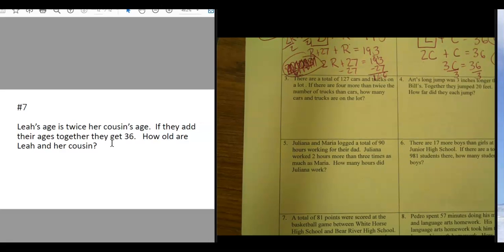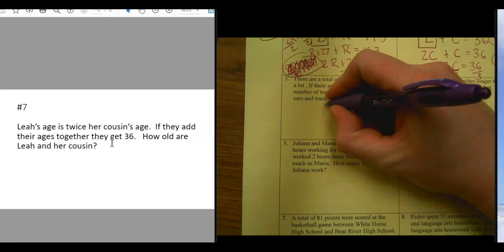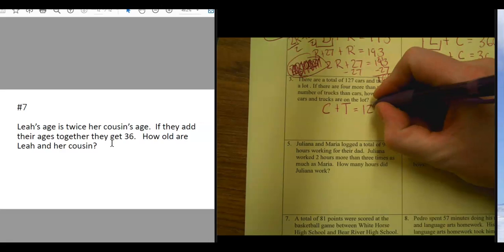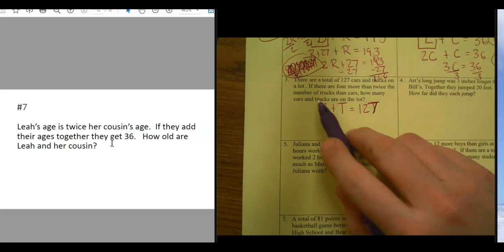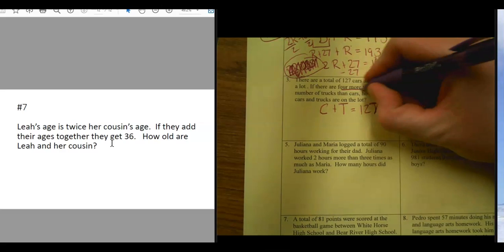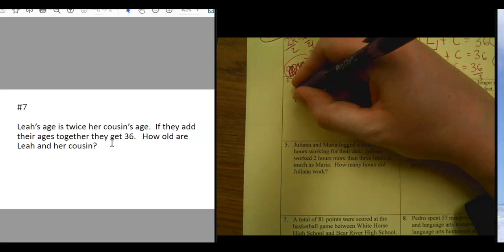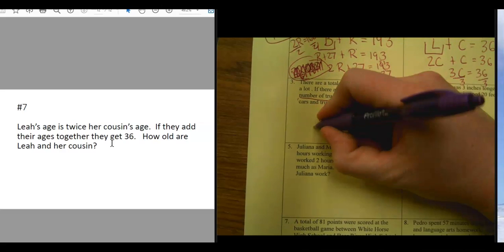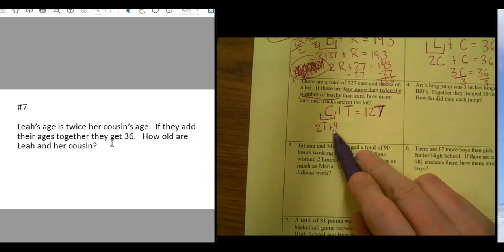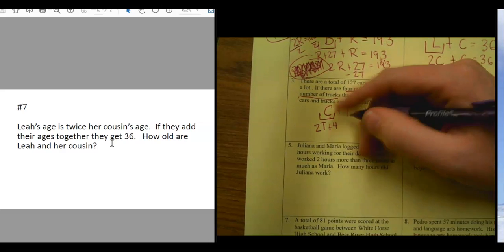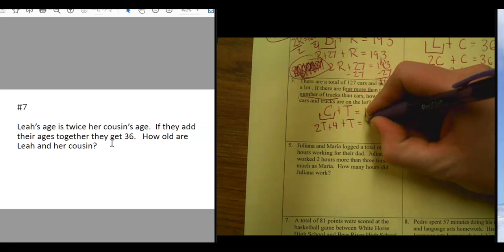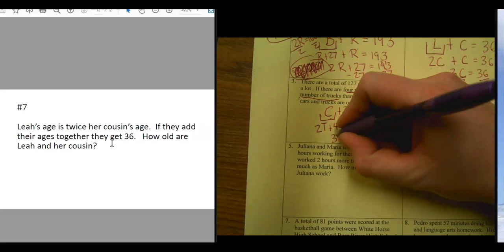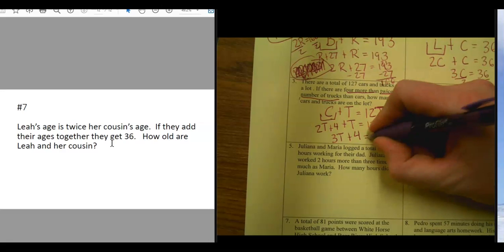Okay, number 3. There was a total of 127 cars and trucks on a lot. So we've got cars and we've got trucks for a total of 127. There are 4 more than, that means plus 4, twice the number of trucks. So 4 more than would be plus 4, twice the number of trucks would be 2T, then cars. So 2T plus 4 is the cars, plus the trucks is 127, which means 2T plus T is 3T, plus 4 is 127.